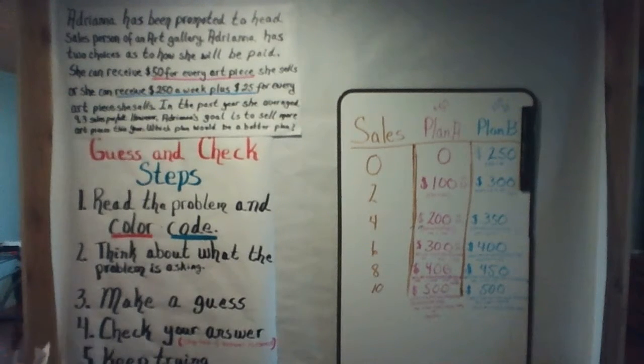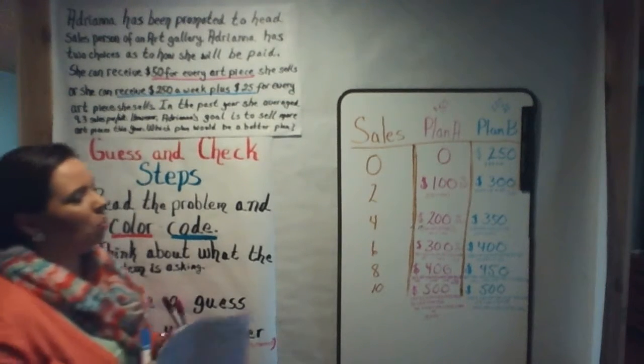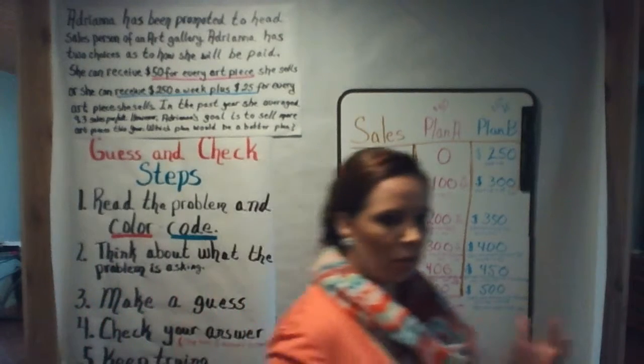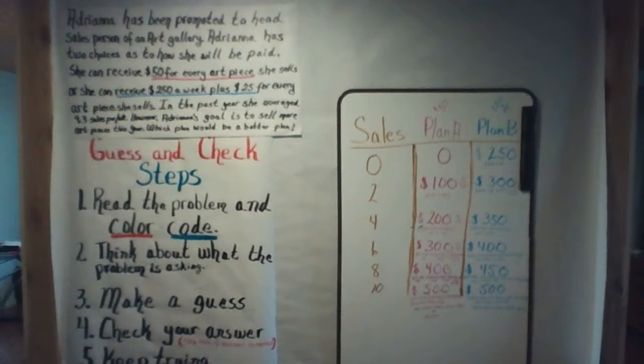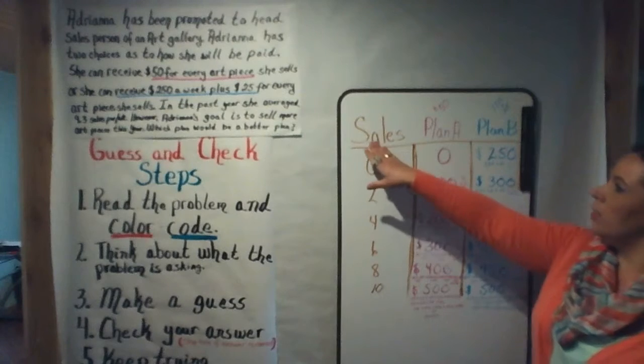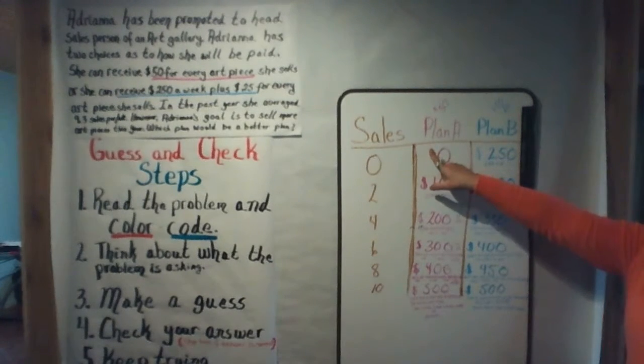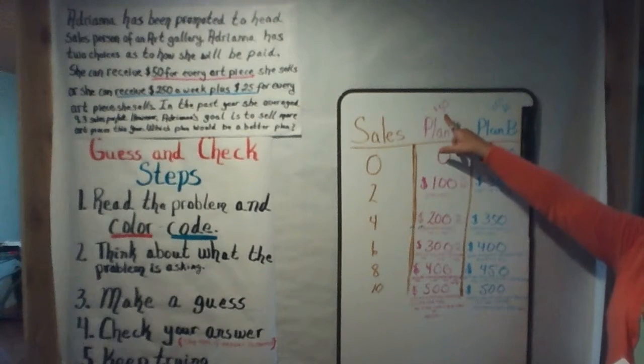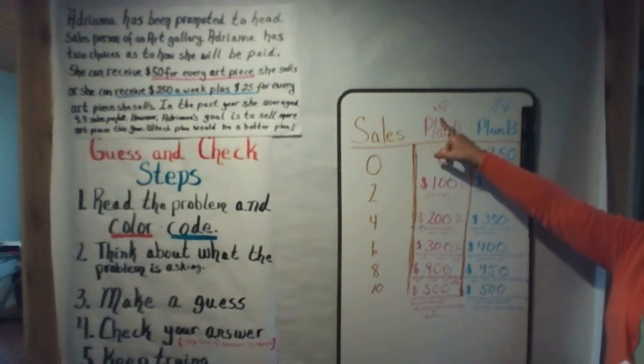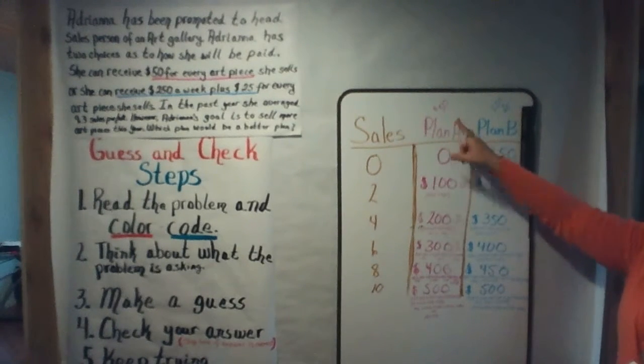So 3 things that we need to know when we're trying to figure the answer out to this word problem. We have to know the sales. Then we have plan A, which is, she receives $50 for every art piece. So in order to get paid, she has to sell an art piece.